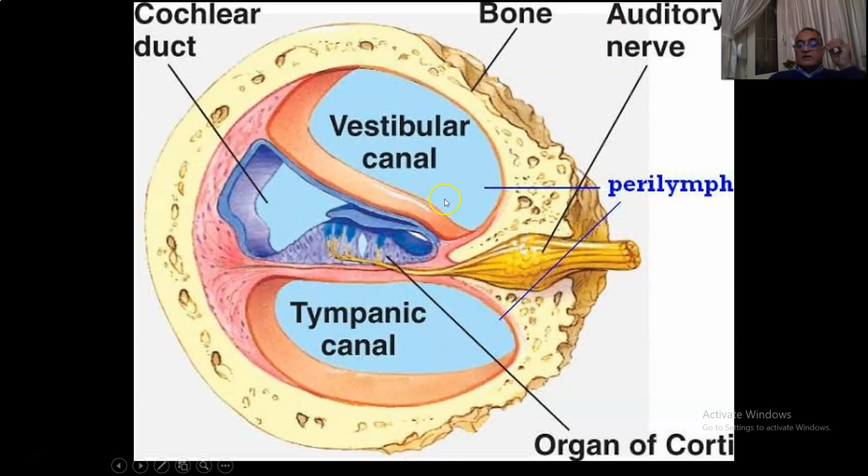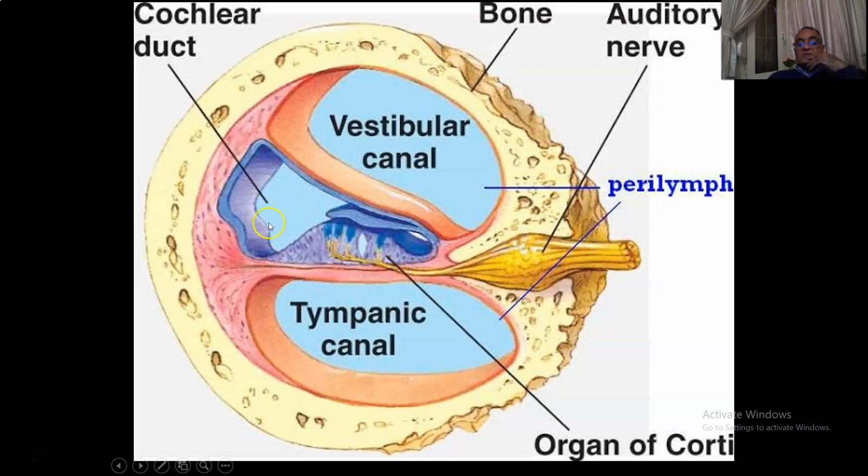So again, this is the scala vestibuli, scala tympani, and the scala media, and the hair cells are present in the organ of Corti. Three outer layers, one inner layer. The inner layer is responsible for 95% of the impulses. The outer ones are responsible for only 5% of the impulses.